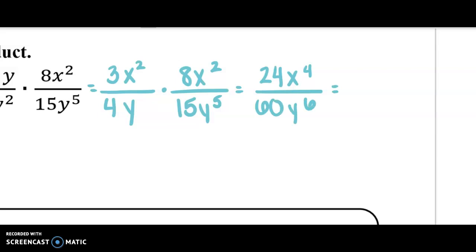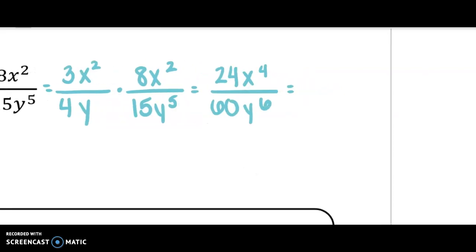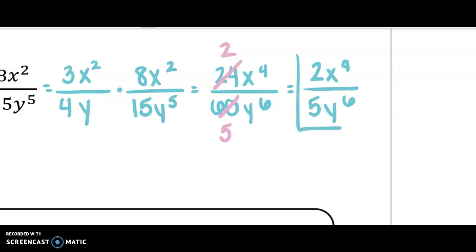And then from there, you can just simplify 24 and 60. So what can we take out of there? We know that a 4 can go into both of those. We also know what's bigger than that can go in. 6 can go into both of those. And even bigger than that, can 12 go? Yeah, 12 can go into both of those, right? So we would have 2 and 5. This would be 2x to the 4th over 5y to the 6th.